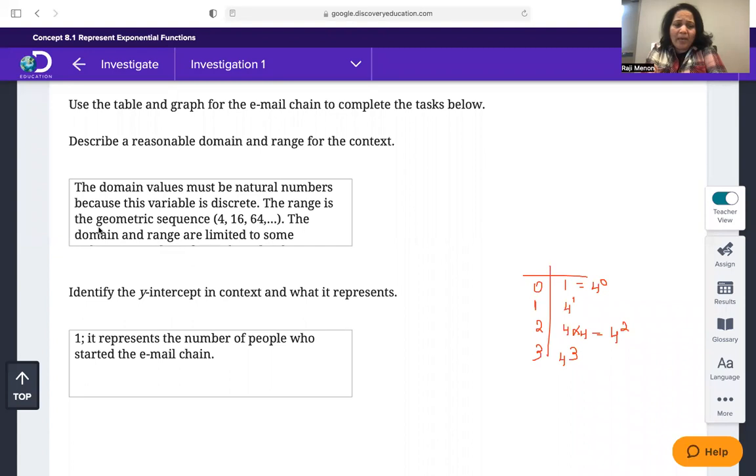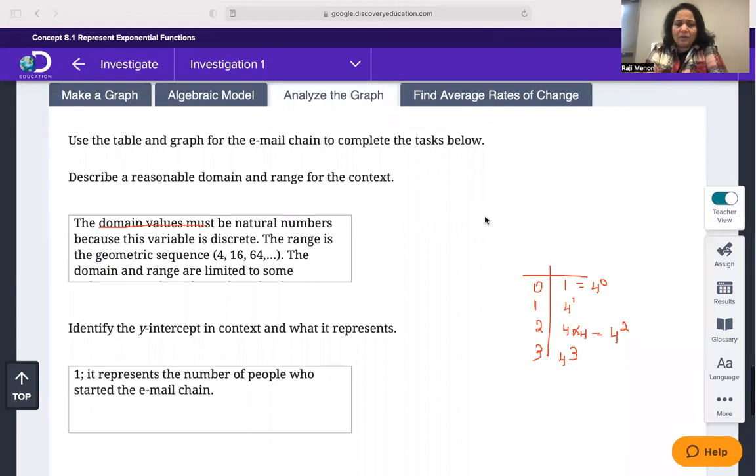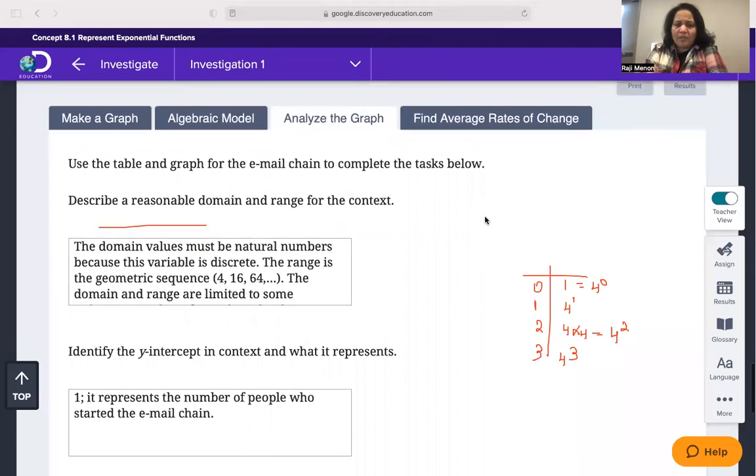It is going by power. Write that down, okay? Geometric sequence means multiply and going. We are not adding and going. We have 4, 4 times 4, 4 times 4 times 4, 4 times 4 times 4 times 4. So it's going by multiplication, not by addition. That's why it's called a geometric sequence. Then the intercepts. Identify the y-intercept. The y-intercept is when the email chain started. That is just 1, right? Okay, so that's where you're getting it. Hope this is making sense.